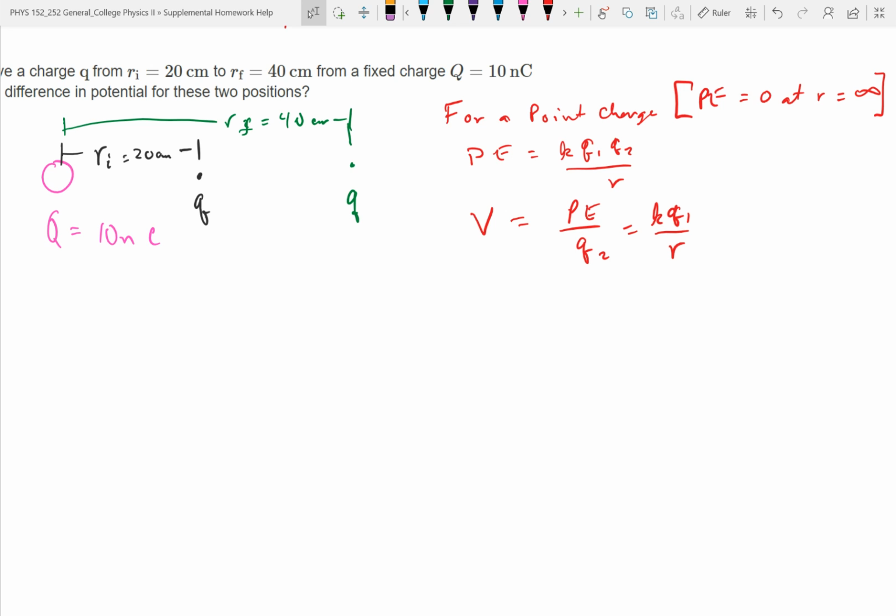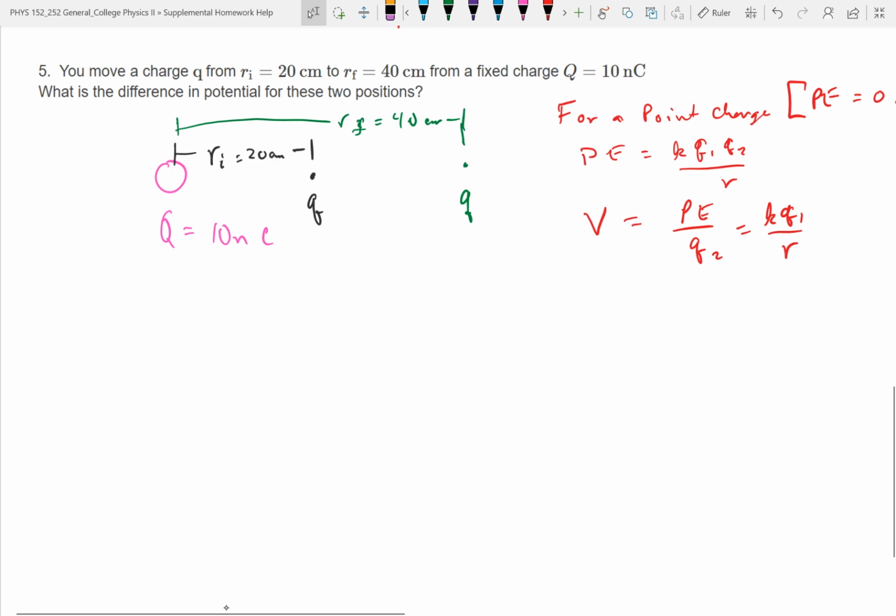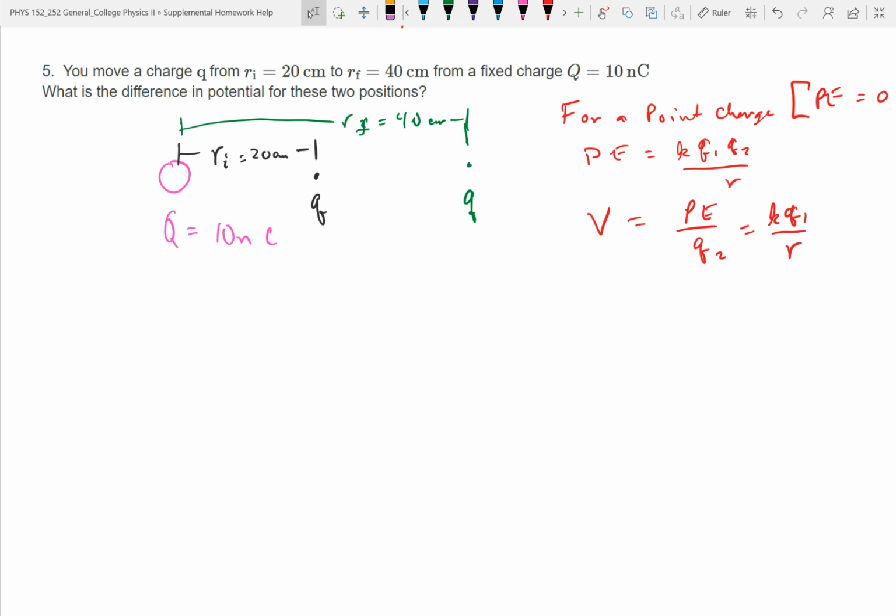Okay, so then would R be 20 because you're taking the final minus the... Well, we have to do the final minus initial. We're not going to use delta R. So we're going to have V final equal to K. Which Q am I going to use here? Capital Q or lowercase q? Right, the potential energy has both, but the voltage, the electric potential, has only one.